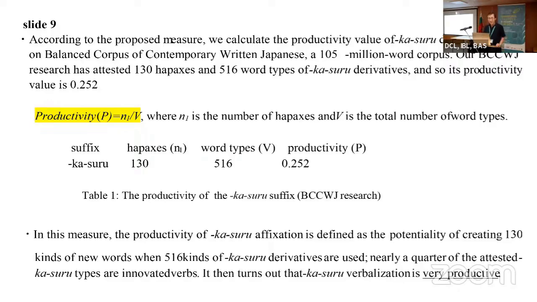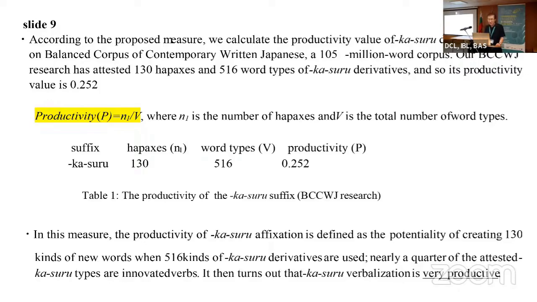Specifically, productivity P equals N1 divided by V, where N1 is the number of hapaxes and V is the total number of word types. So 130 hapaxes are detected and 516 word types are detected. So the productivity of Kasuru verbalization is 0.252.